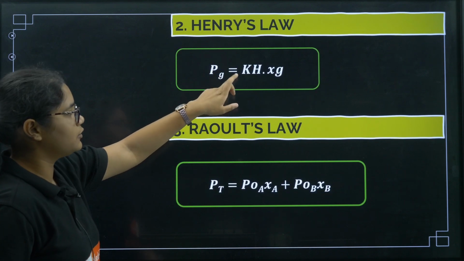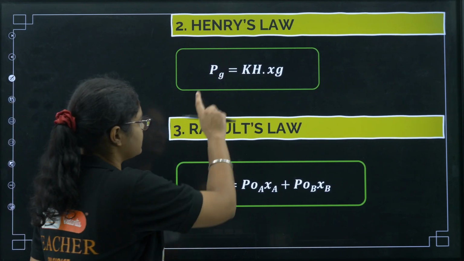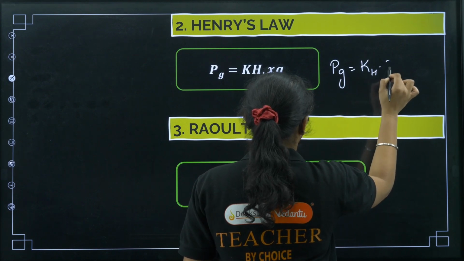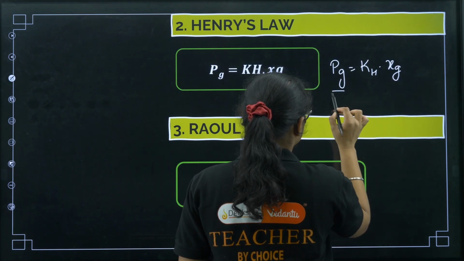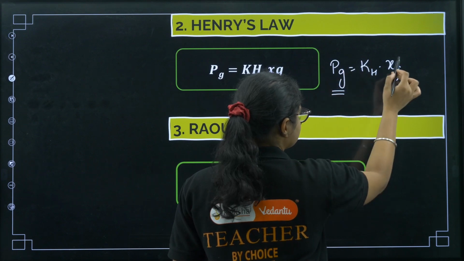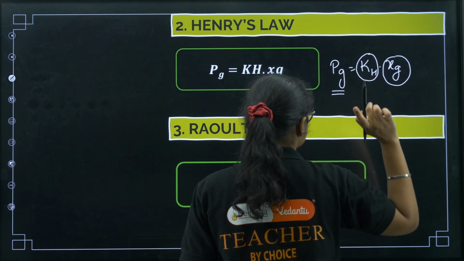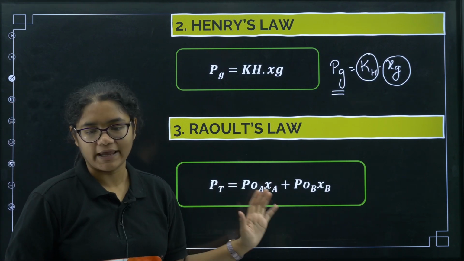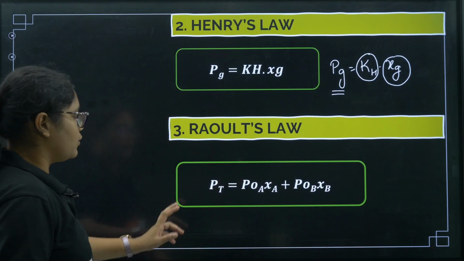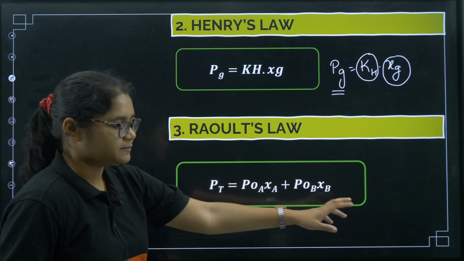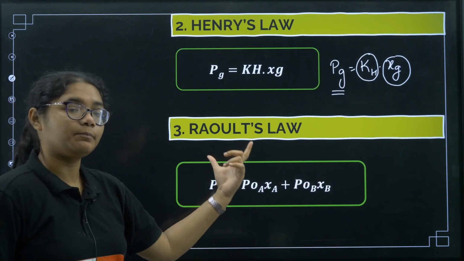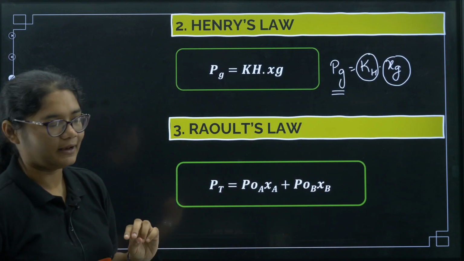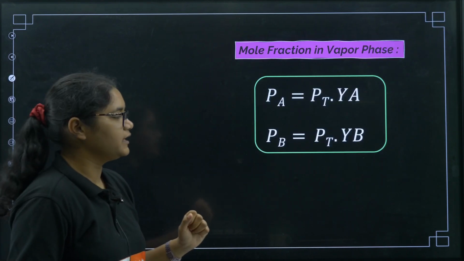Pg is equal to Kh into Xg. I think the subscript and superscript got mixed; it is Pg is equal to Kh into Xg, where Pg is the pressure of the gas, Xg is the mole fraction of the gas, and Kh is the Henry's constant. Next, Raoult's law: P total is equal to P naught A XA plus P naught B XB, where P naught A and P naught B are the pressures of the pure solvents A and B, and Xa and Xb are the mole fractions of A and B.